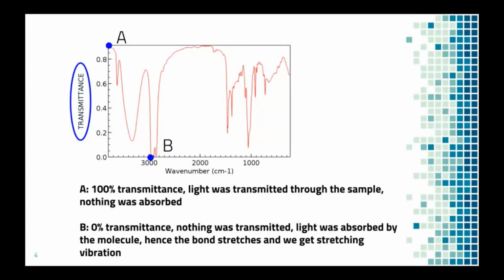If we're looking at the traditional IR graph, which I'm sure you've seen multiple times, on the y-axis is transmittance. At point A, where there is essentially 100% transmittance, the light was transmitted through the sample and nothing was absorbed. At point B, where there's zero transmittance, nothing was transmitted and the light was absorbed by the molecule, and hence the bond stretches and we get a stretching vibration. That's just a little background if you never really understood the meaning behind transmittance.